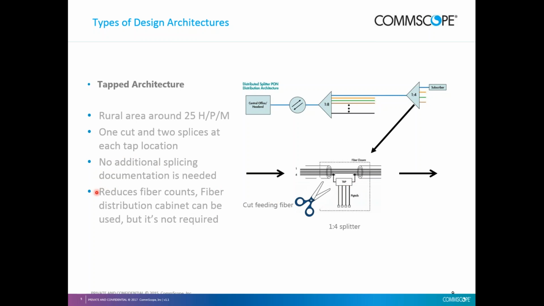A couple other advantages, like I said, is it reduces the fiber counts again, just like the distributed did. And a fiber distribution cabinet can be used, but it's not really required. It could be a splice case could suffice with the optical splitters in there.